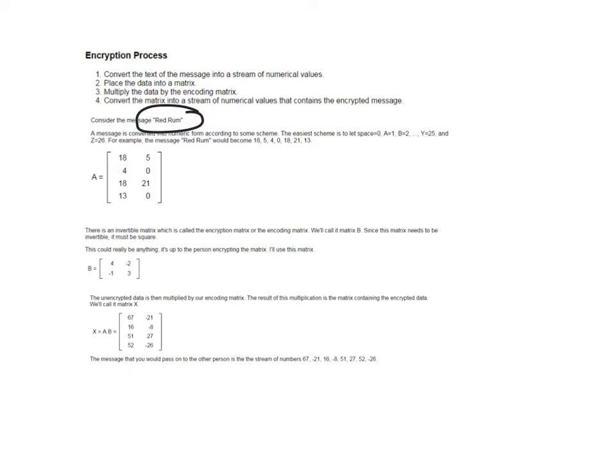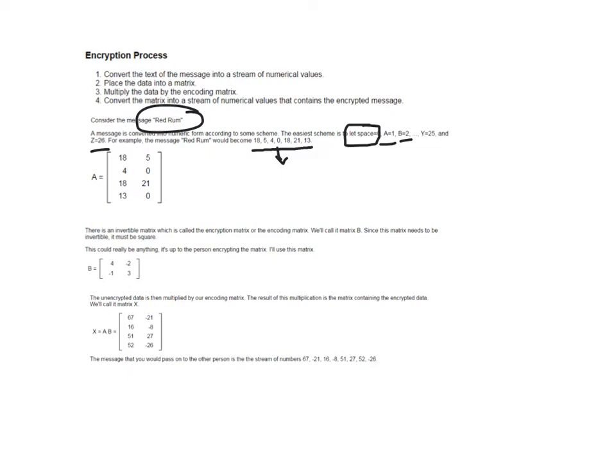Any kind of space would be considered a 0, and A would be 1, B is 2, and so on all the way to Z being 26. So for "red rum," the numbers that match would be 18, 5, 4, 0, 18, 21, and 13. Again, there's a 0 in here because there's a space between the letters, which helps us to notice that it's 2 words, okay? Then you have to put them into a matrix.